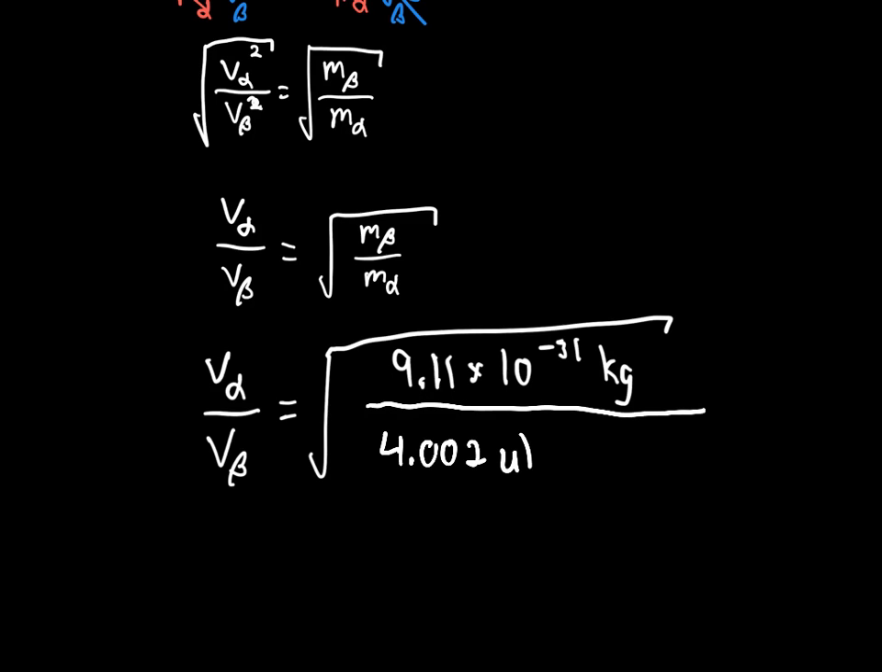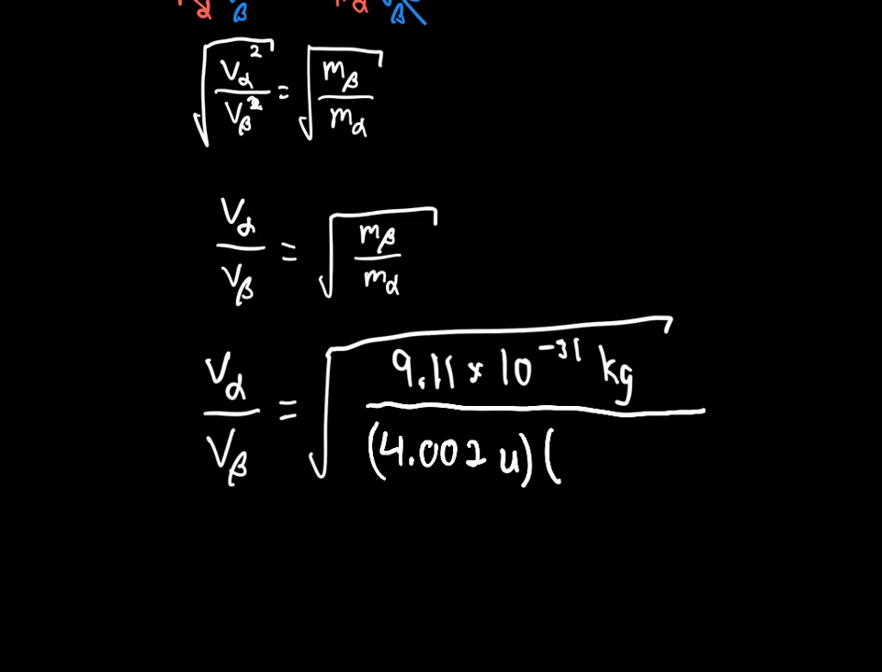4.002 U. What is that little U? This is from chemistry. Atomic mass unit. So this is what's in the periodic table, AMUs. How many of you have never used AMUs before? You've all used AMUs before? Okay.